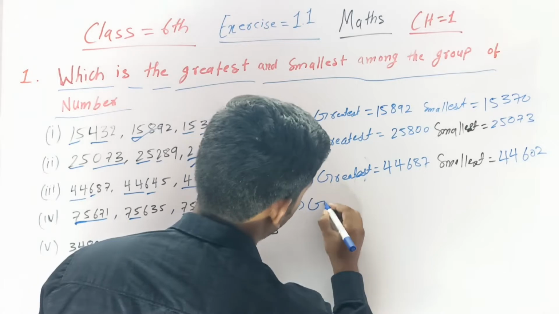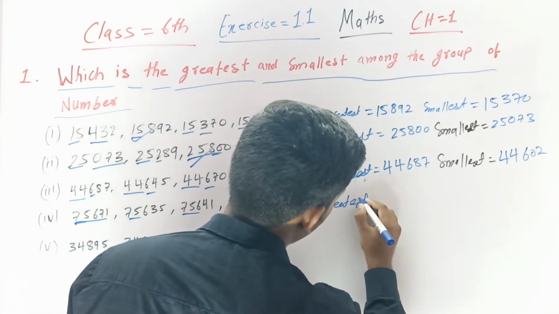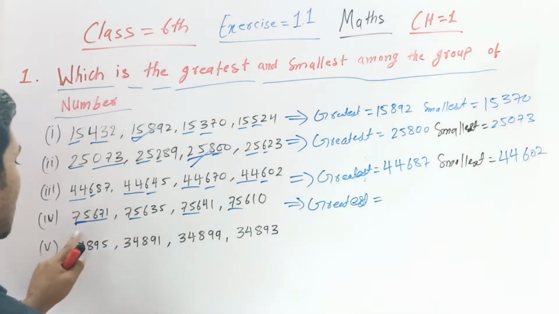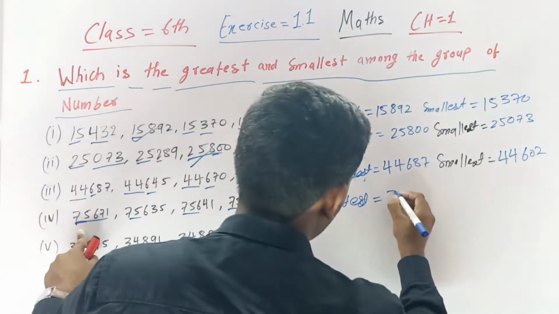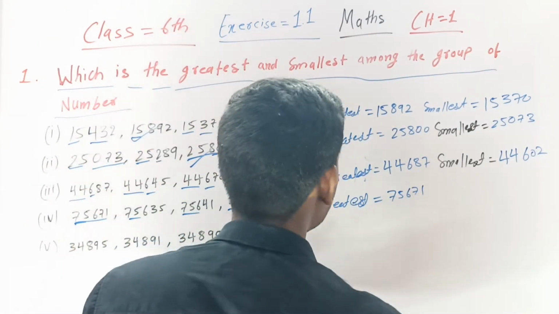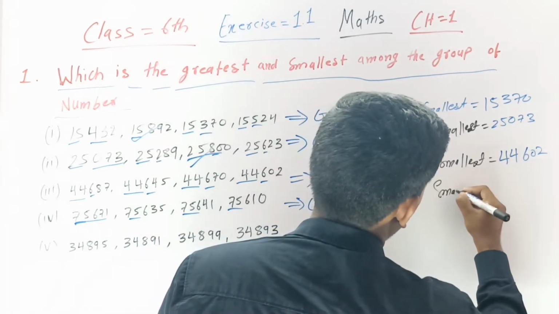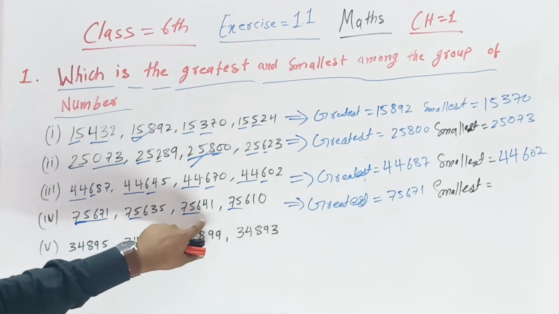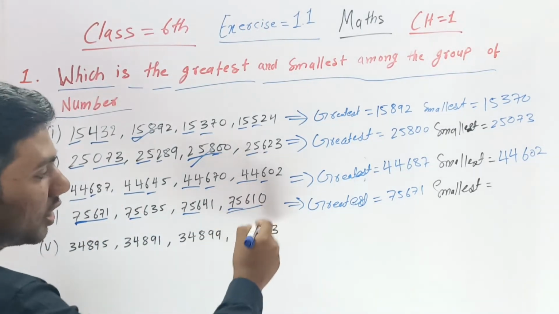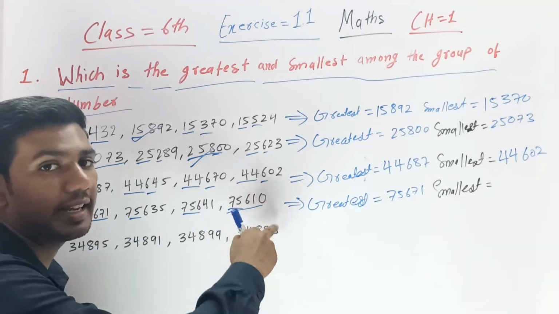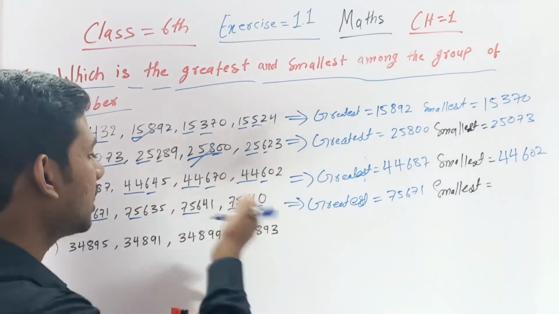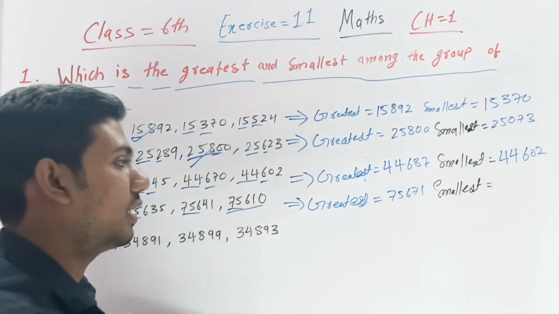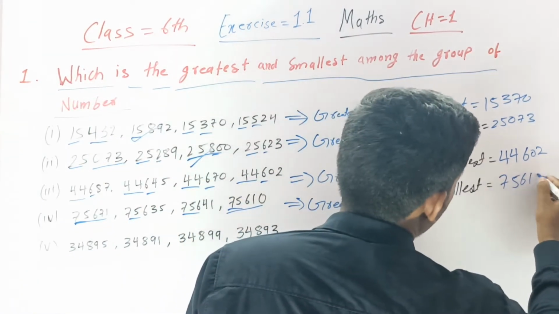So we have to write the greatest number. Which is greater in that? 75,671 is greater. Okay, now we have to write the smallest. In this, which is the smallest? This is 71, 35, 41, 10. So 75,610 is the smaller one in that whole group. The smallest is 75,610. So we have to write 75,610 is the smaller one.